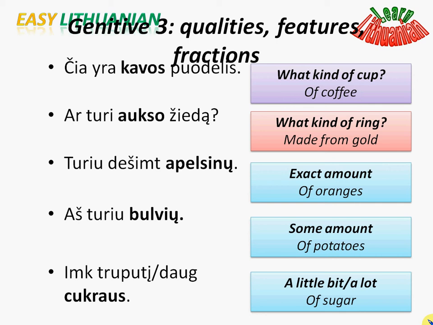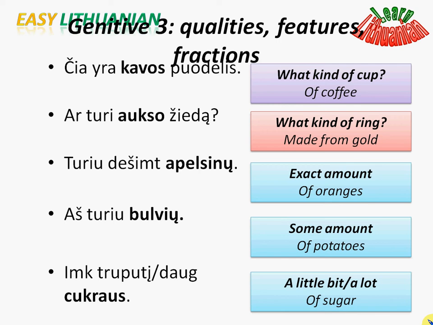If you put daug in front of an object of a verb in accusative case, it should change to genitive case, because it has this word, a lot. Remember, if there is such a word, a lot or a little bit, truputį or daug, the object is turned to genitive case, even if it was in accusative case before.